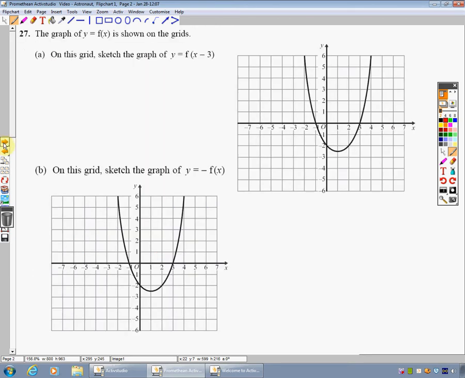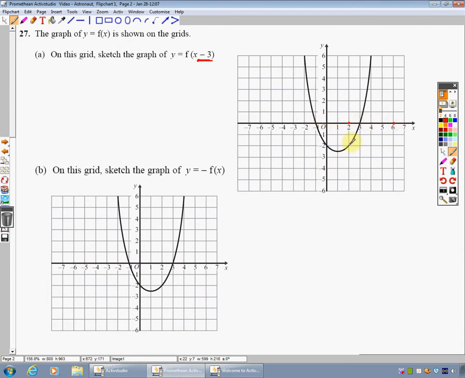The graph of y equals f of x is shown on the grids. On the grid on the right it says sketch the graph of y equals f of x minus 3. This is happening inside of our bracket, so it's happening in the x direction, it's being moved. Because it's a minus 3, it's actually going to be a positive direction. It's the opposite of what we'd expect for x. So instead of it going through at minus 1 here, it's going to go through at 2, and instead of it going through at 3, it's going to go through at 6.